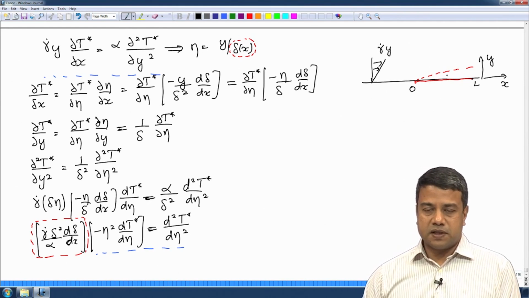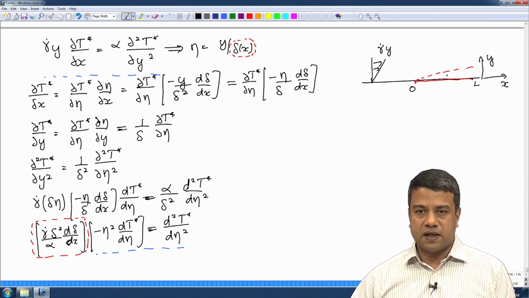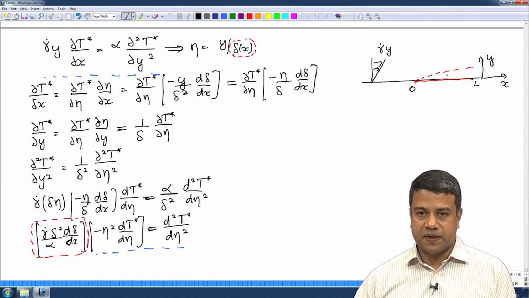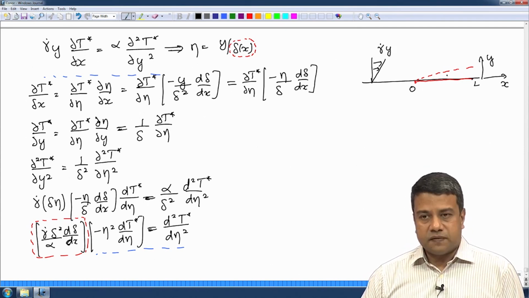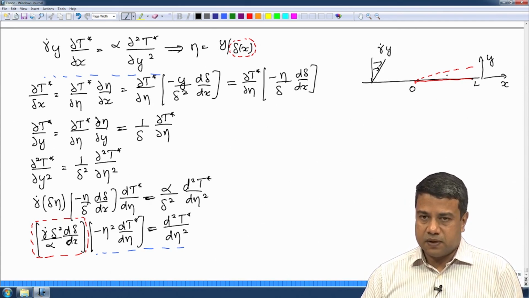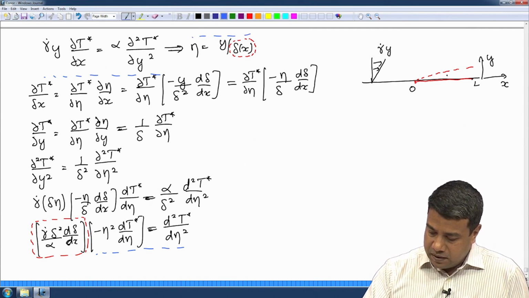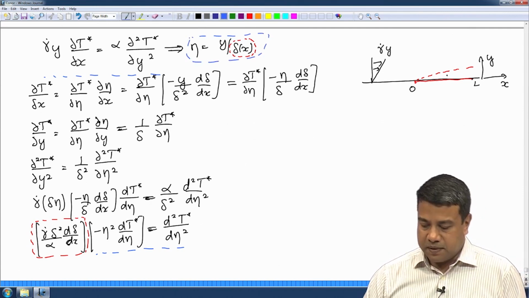Therefore, the temperature at a given location cannot depend upon conditions at a downstream location, because for that, information has to travel upstream, and in the equation we do not have any diffusion which can alter the temperature upstream. Because of that, the boundary layer thickness at a given location x has to depend only upon x itself. So, I should be able to write a similarity variable as y by delta of x.